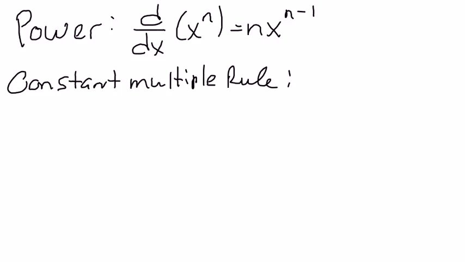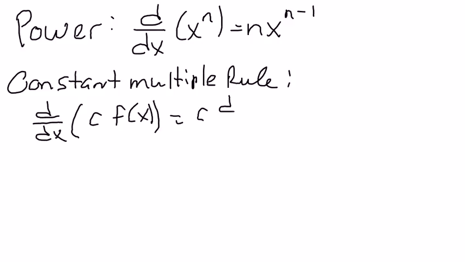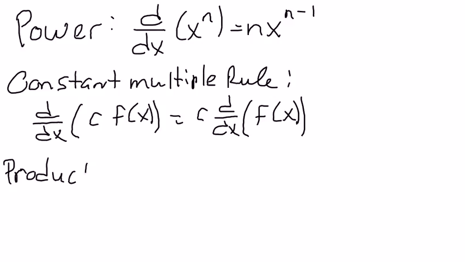And that looks like this. You have a constant multiplied by some function f of x. You can pull that constant outside, and that's going to leave you the derivative of f of x. So our next one's the product rule. It's a very, very common one, used in almost all derivatives.